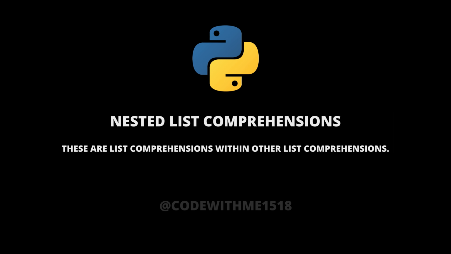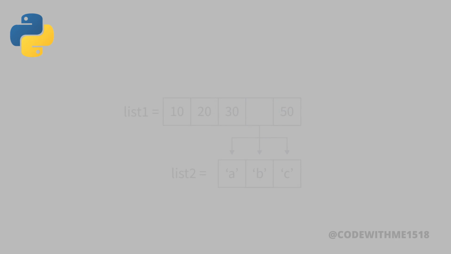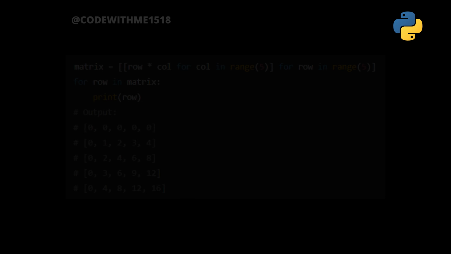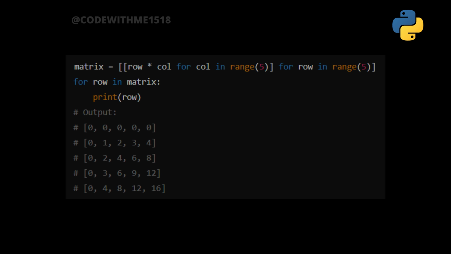Next, let's explore nested list comprehensions. These are list comprehensions within other list comprehensions. Here's an example of a nested list comprehension. In this example, the outer list comprehension creates rows, and the inner list comprehension creates columns. This generates a multiplication table.